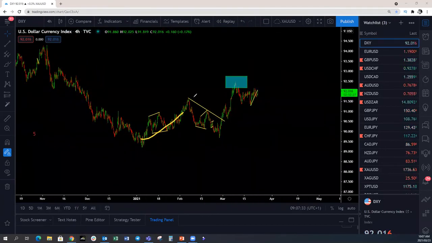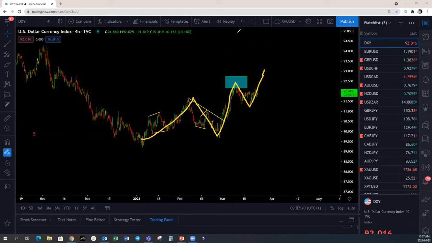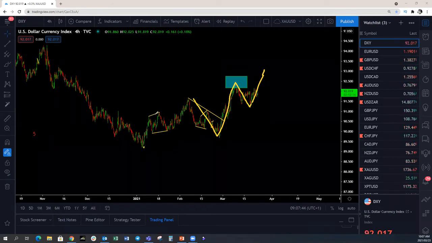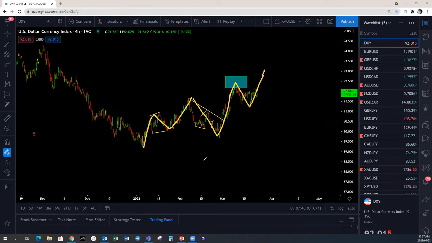So this is the three waves, this is the three waves, this is the three waves. Okay, is it going to give us that three waves here? And this becomes the three waves. 1, 2, 3. Not very clear at the moment, but this move to the downside is still pretty valid. We're going to look at this just now. Let's have a look at that in a bit.